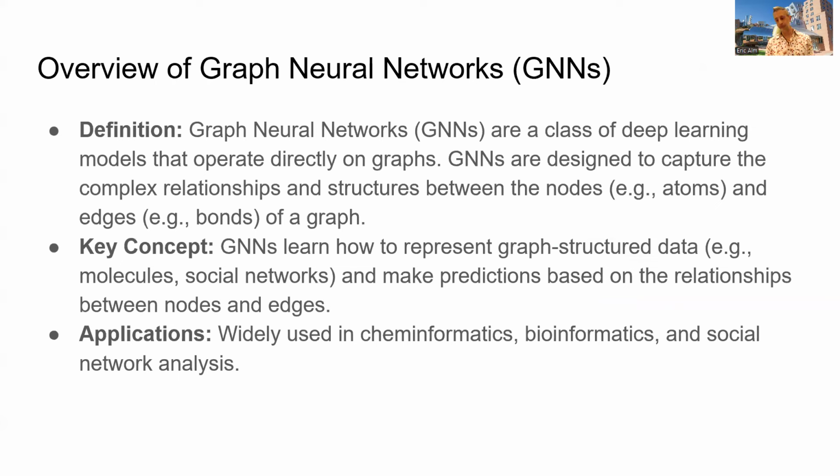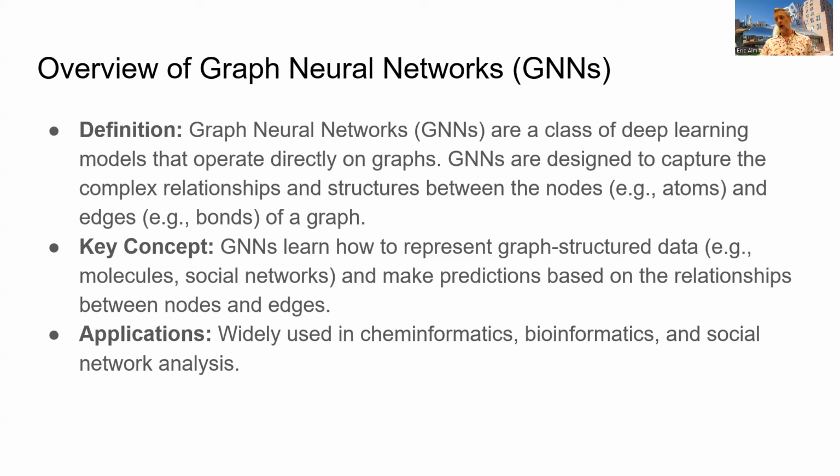Okay. So in particular, the subfield of geometric deep learning that we're going to talk about today is graph neural networks. These are deep learning models that operate directly on graphs. They are designed to capture the relationships between the atoms and the bonds, the nodes and the edges of a graph. And we're going to try to use these graphs to make predictions.